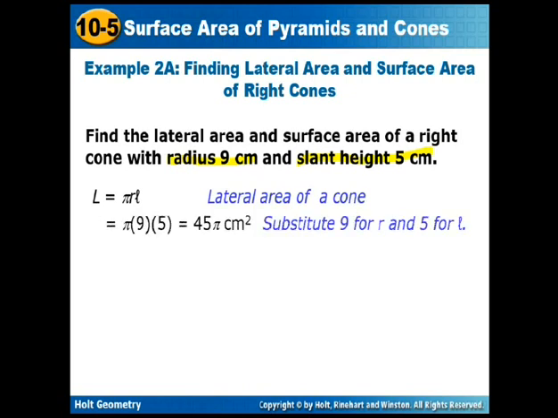Pi, again, put pi as it is. In the last step, we might substitute. Here it is pi times 9 times 5, which is 45 pi. Substitute 9 for the radius and 5 for L.